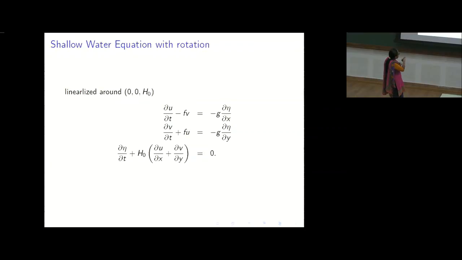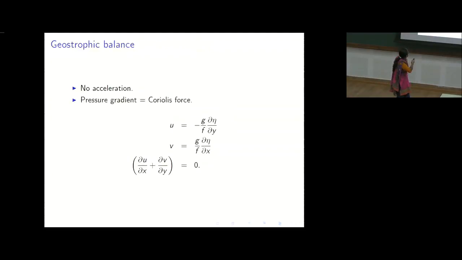So this equation should actually be nonlinear, but I have linearized around the mean field, where u and v are 0, and the height is a mean height h naught. So I have linearized it. Now I will throw away the accelerations to get a balance. That is called the geostrophic balance, where the pressure gradient is exactly balanced by the Coriolis force. So you get expressions for u and v.